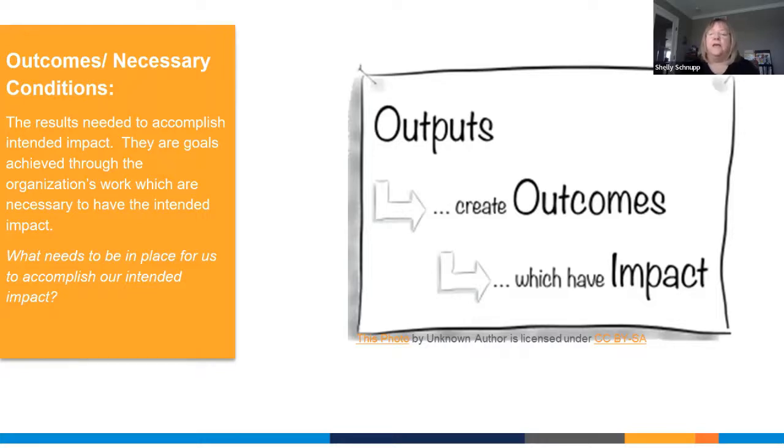Often viewed as the results of your work, outcomes are dependent upon the outputs of the services executed. So we have our services, we should have outcomes, and outcomes are what lead to the intended impact. And of course, the mission.